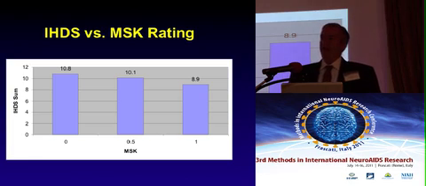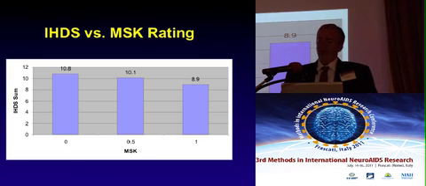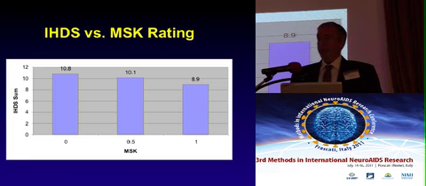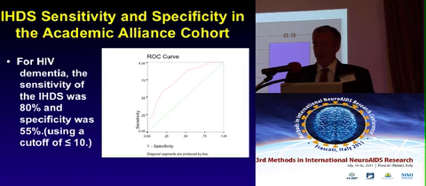And again, we found that the International HIV Dementia Scale correlated quite well with the total MSK HIV dementia rating, so that patients without a diagnosis of dementia, MSK stage 0 and 0.5, typically had an IHDS total score that was greater than 10, whereas patients with dementia, MSK stage 1, had a mean IHDS total score of 8.9.